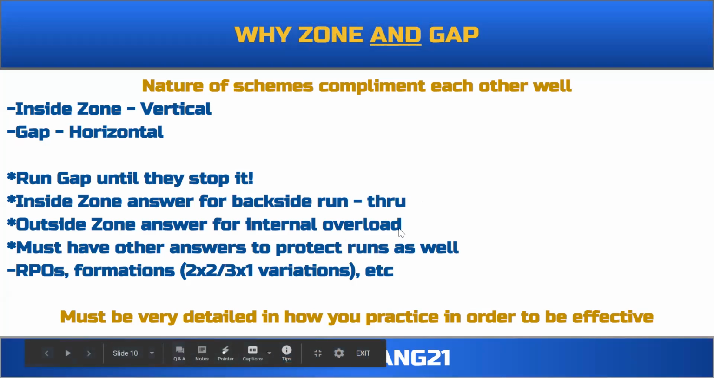And then outside zone is our answer for internal overload. So if all the pressure, if everything's packed inside, we can always count on having a kid that we can get the ball to on the perimeter, and get the defense to loosen back up. And then I think one important thing to say is you have to have other answers as well to protect your run. We probably ran less RPO this year than what we did before, but RPOs where you can read the force player or read the Mike linebacker are going to protect your best runs.